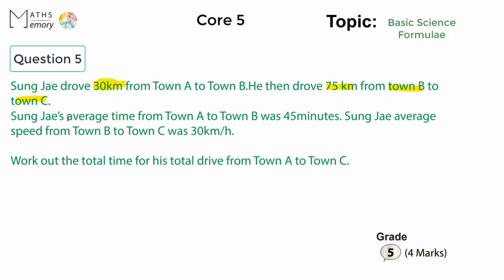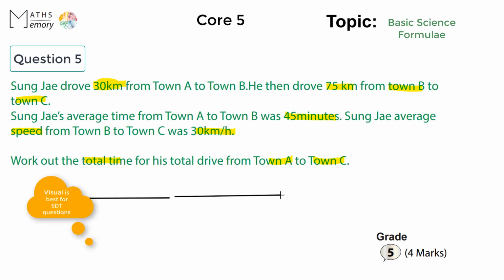Okay, Sungjae's average time from town A to town B was 45 minutes, and his average speed from town B to town C was 30 kilometers per hour. Work out the total time for his total drive from town A to C, which is the total amount. So let's split this up first of all into two different sections. Okay, so A, B, and C. So this would be from maybe A to B, and maybe a bit longer over here, just approximately B to C. You don't have to do it this way. We're doing a visual way so you can understand this.